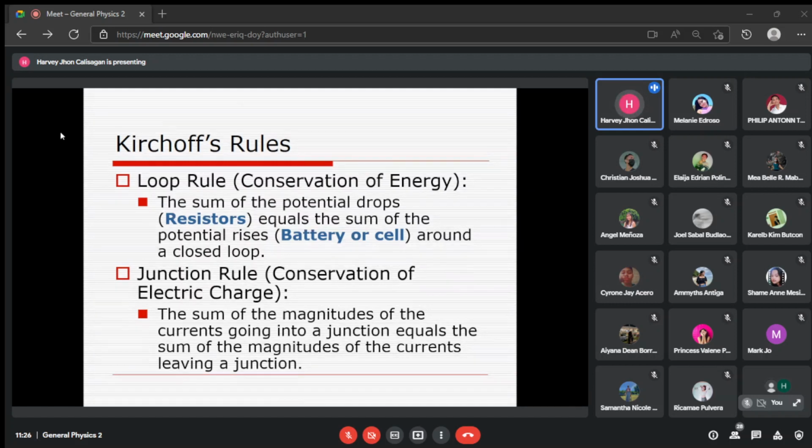Okay. And also we have the junction rule. Do you know the junction box, class? Have you seen it already? No sir, we haven't seen it.